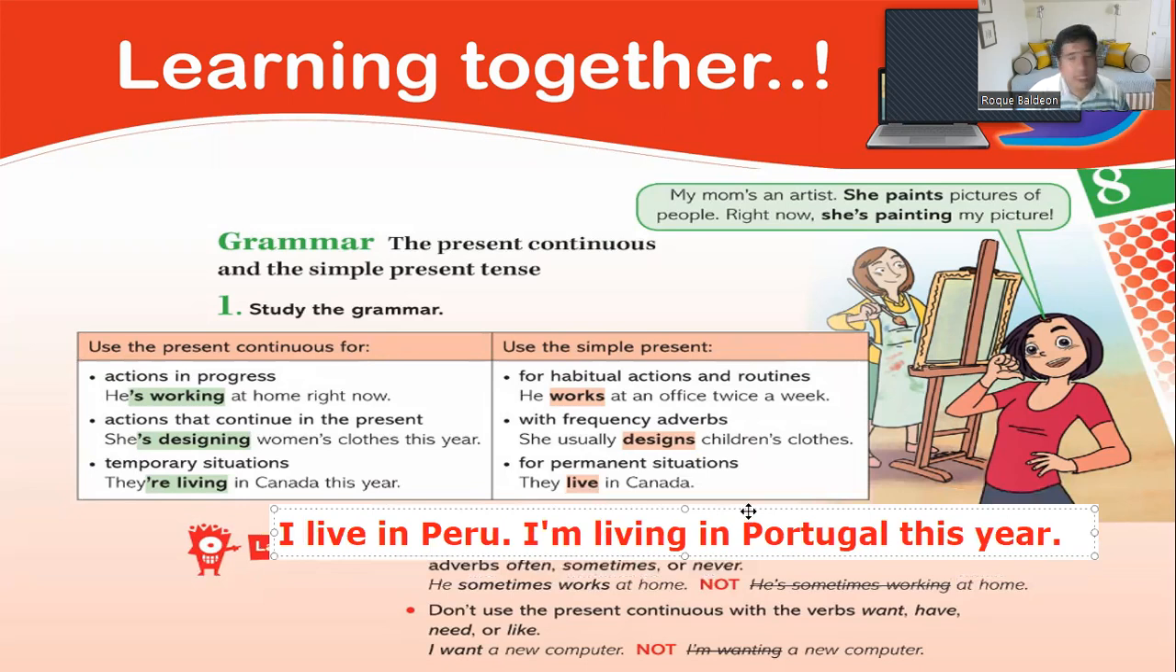Solo estás de visita, quizás vos tienes un family, entonces, you will have a relative, y por eso que estás viviendo en Portugal, ¿ya? Pero vos sois así, I'm living in Portugal this year, okay? I live in Peru, and I live in Portugal this year, okay? For permanent situation, they live in Canada, she usually, acá está el usual, lo que decía, ¿no? Siempre cuando colocamos adverb frequency, ya de hecho es una routine, good awesome, ¿no?